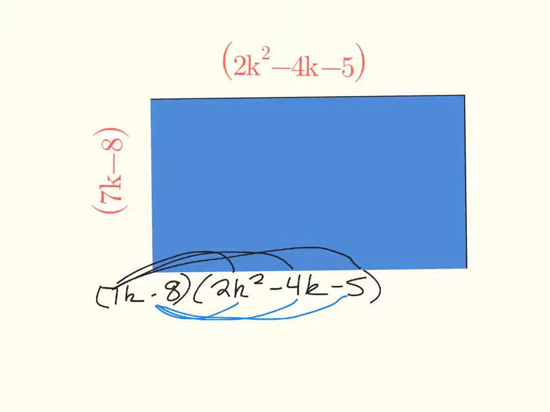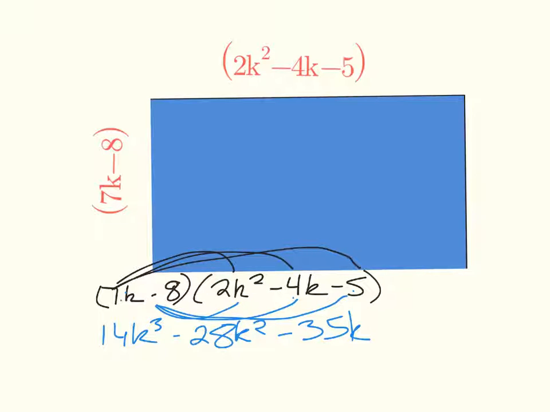Okay, so 7k times 2k squared. So that's 14k to the third, okay? Don't forget to add those exponents. 7k times negative 4k, that's negative 28k squared. 7k times negative 5.